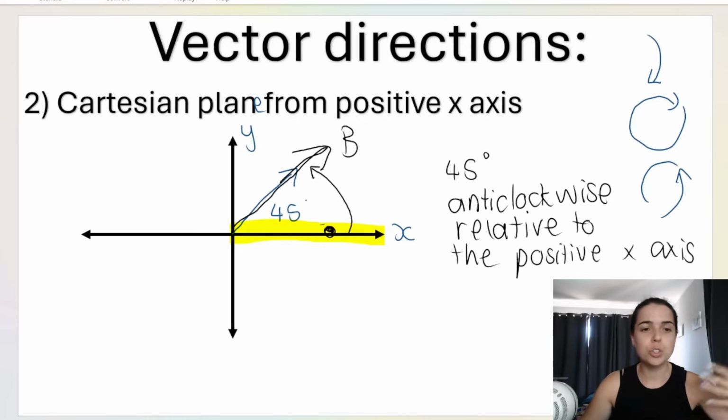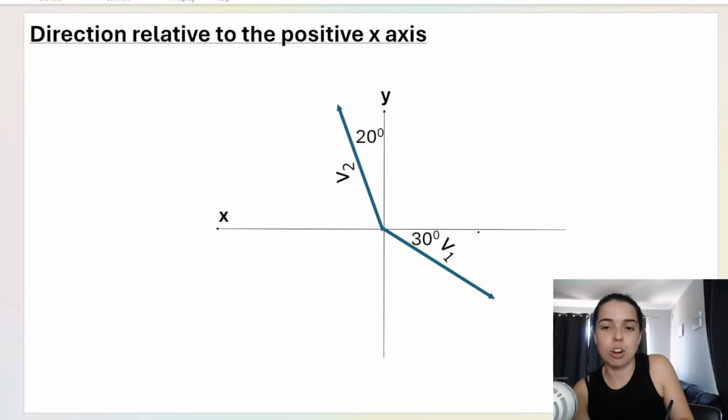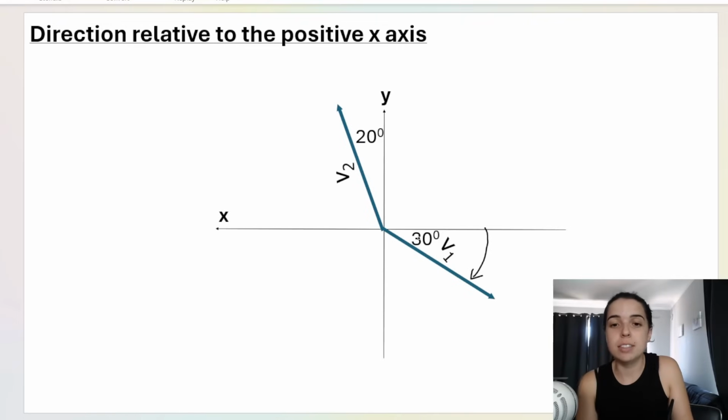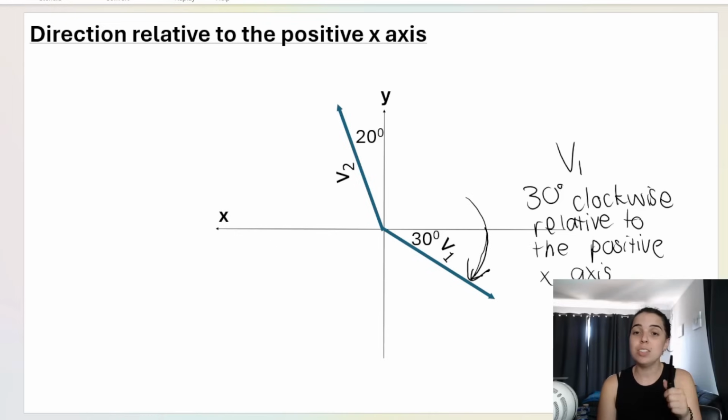Let's see if you can do two more. V2 is a little bit more tricky. V1 should be easy. You start at the positive x-axis and we're going to go this way. So again, this is 30 degrees clockwise. Look at the direction that we're going, like a clock. 30 degrees clockwise relative to the positive x-axis. Here's your answer for V1.